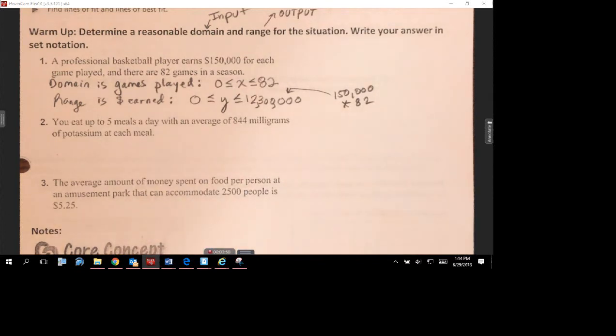So now what I want you to do is number 2. I want you to think about if you eat up to 5 meals a day with an average of 844 milligrams of potassium, what would the domain be? What would the range be? Write it down. You're using pencil, hopefully, or erasable pen. That way you can change it if you make a mistake. And number 3, the average amount of money spent on food per person at an amusement park that can accommodate 2,500 people is $5 per person.